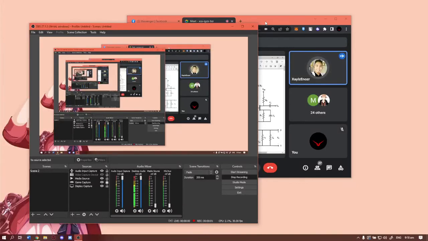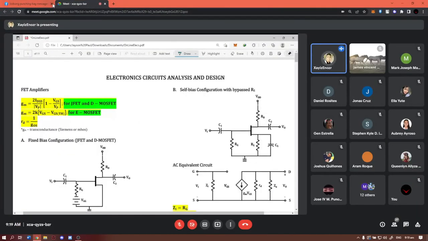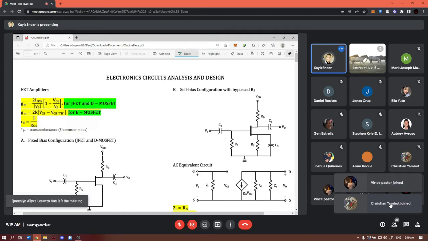MOSFET biasing. Okay, how to bias JFET, DMOSFET, and eMOSFET. Okay, so how to bias those three types of field effect transistors. So now let's discuss the AC analysis, or application of FET as amplifiers.